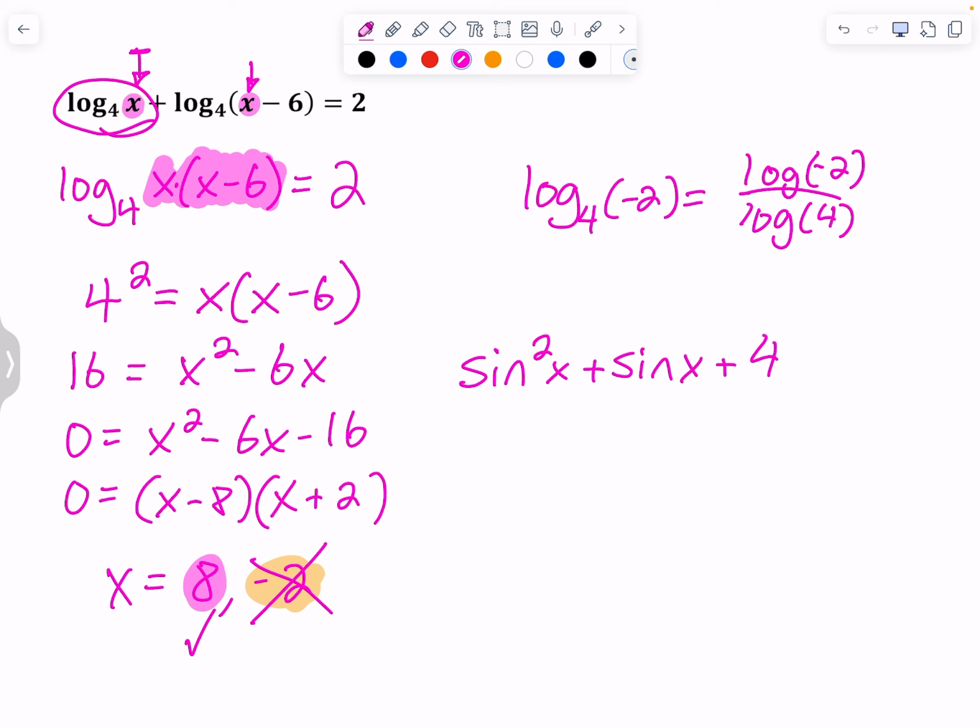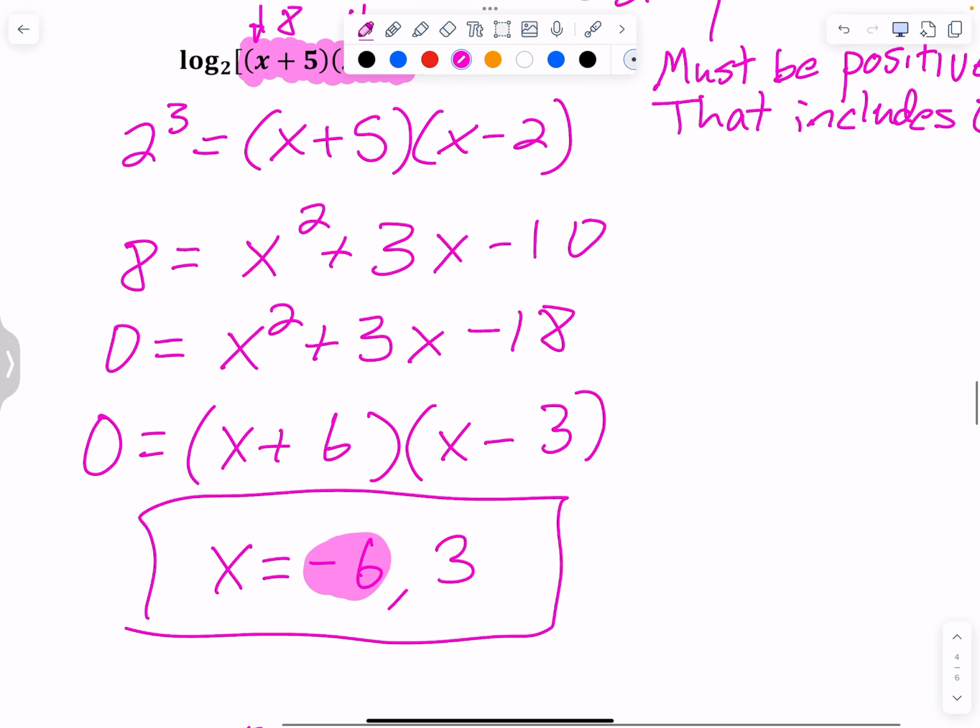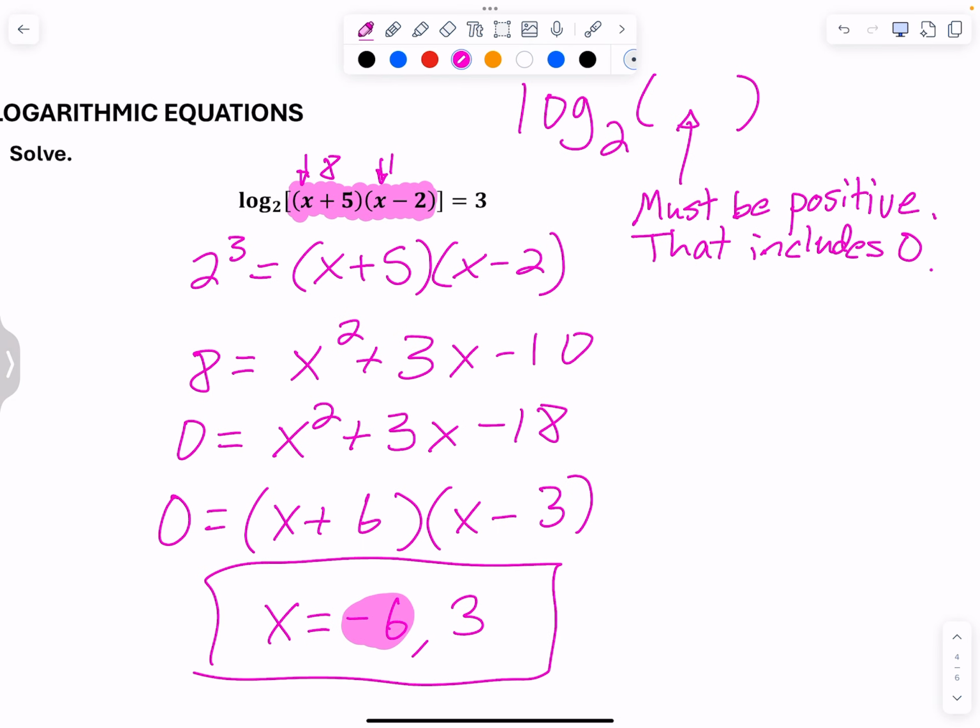Yep. How did -6 work? Negative 6 works on that last problem because, it's a good question, when we plug it in up here for this part, okay, let's think about plugging in negative 6. If I plug negative 6 plus 5, I get a negative 1.